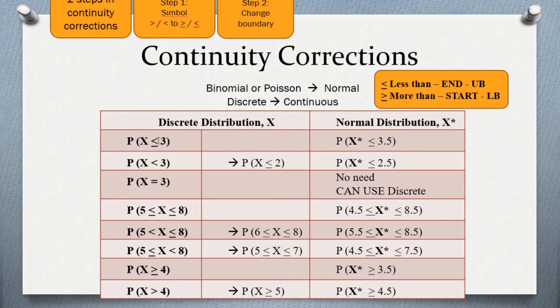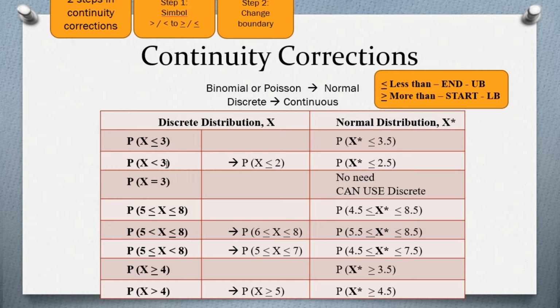Okay, so now let's say originally if it's discrete, x is lesser or equal to 3. Whenever it is lesser or equal to, you will add 0.5. So in a normal distribution there will be x star lesser or equals to 3.5. Now when it's x is less than 3, if it's originally normal, don't confuse yourself, you straight away change to less or equal to 3. But this is originally discrete, meaning it might have been binomial or might have been Poisson.